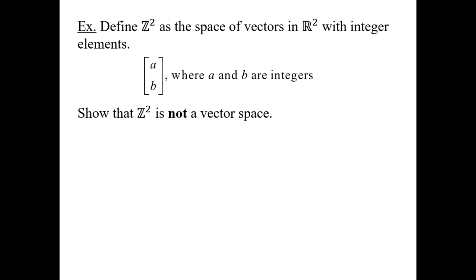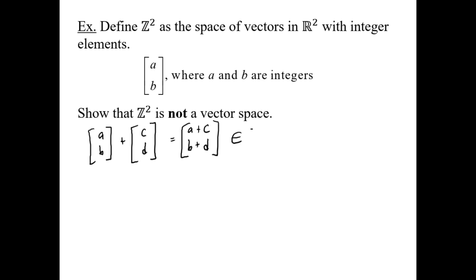Well, if I were to add two vectors, a, b, c, d, these are all integers. If I add them together, well, a plus c is still going to be an integer. b plus d is still going to be an integer. So this is in Z squared. So that one's not a problem. The zero vector would just be 0, 0. Well, 0 is an integer, so that's in there.